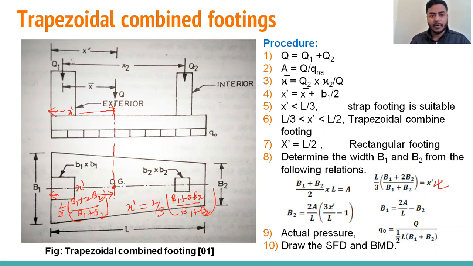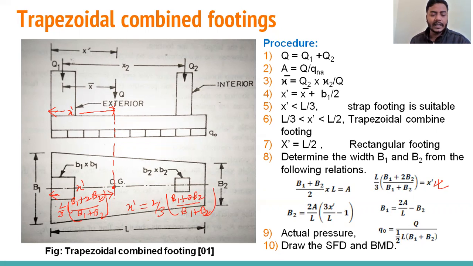Once we have drawn the bending moment diagram and shear force diagram, at any location, at any critical section, we can find the shear force and bending moment, whether maximum or minimum. Our task is to draw the shear force diagram and bending moment diagram. So in this combined footing, we will follow up to this procedure.